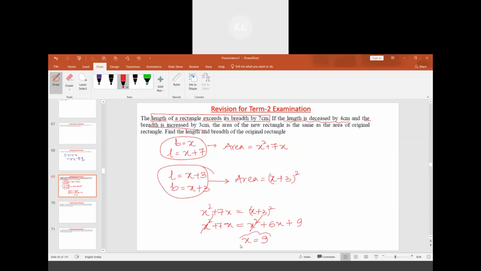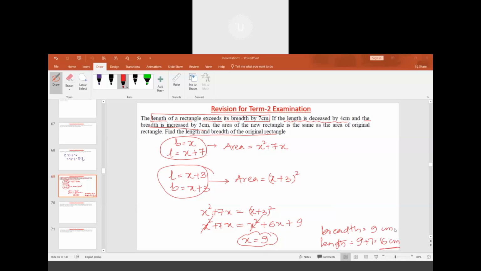They have asked to find the length and breadth of the original rectangle. Breadth is 9. Value is 9, length will be 9 plus 7, 16. Breadth will be 9 centimeter and the length will be 16 centimeter. Sir, how many marks is this question? Sir, this is a 4 marks question.